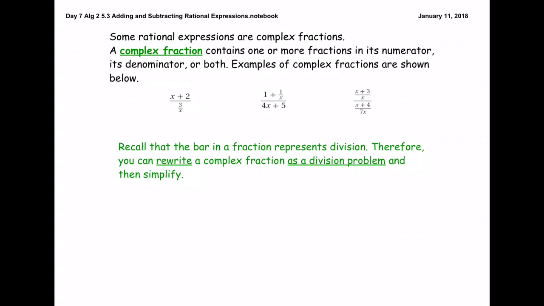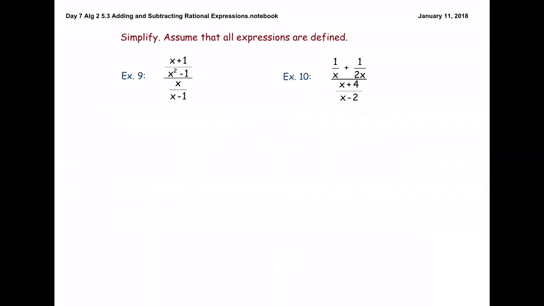Some rational expressions are complex, so we have addition in the numerator or division or something additional in the denominator. So we just want to remember that this bar right here means division. And when we divide fractions, we multiply by the reciprocal. So if we have something like example 9, we can put x plus 1 over x squared minus 1. Change that to multiplication and multiply by the reciprocal.